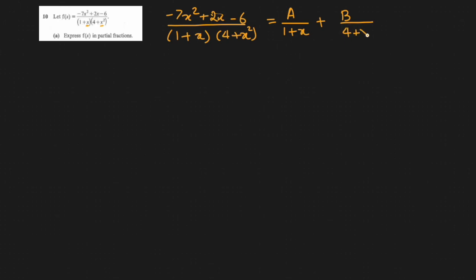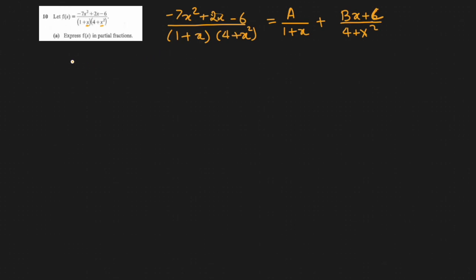We can assume (minus 7x square plus 2x minus 6) divided by (1 plus x)(4 plus x square) is equal to A over (1 plus x) plus B over (4 plus x square). Whenever we have a degree 2 denominator, we have to write Bx plus C, 1 degree lesser on top. C, not 6, C. Okay?